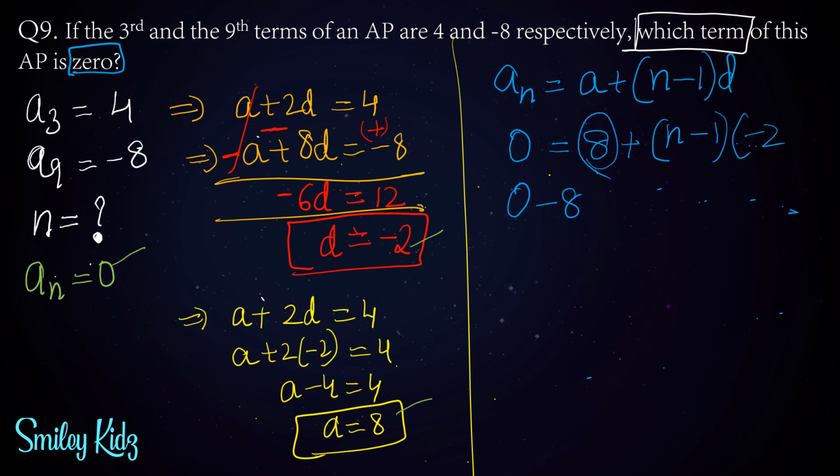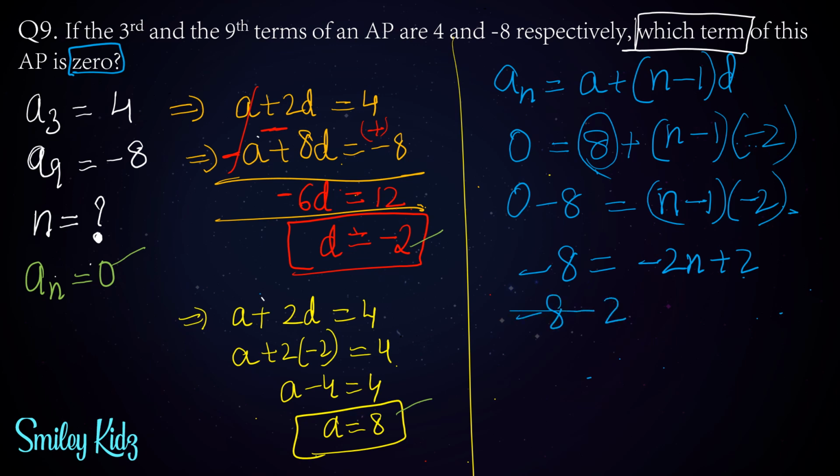Alright, everyone. So this is 0 minus 8 is equal to n minus 1 into minus 2. So this is minus 8 is equal to n into minus 2, which is minus 2n plus 2. Isn't it? Minus 1 into minus 2 is plus 2. Alright. So minus 8 minus 2 is equal to minus 2n. I have just transposed the positive 2 to the other side. It turns out to be negative. So here I have minus 10 is equal to minus 2n. And the value of n turns out to be 5. Yes, everyone, the value of n turns out to be 5.